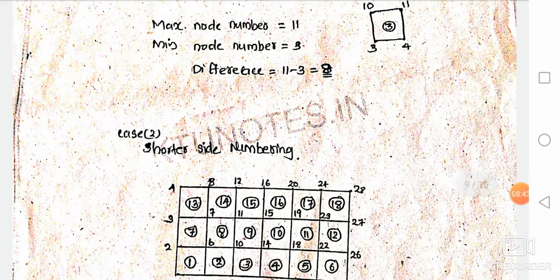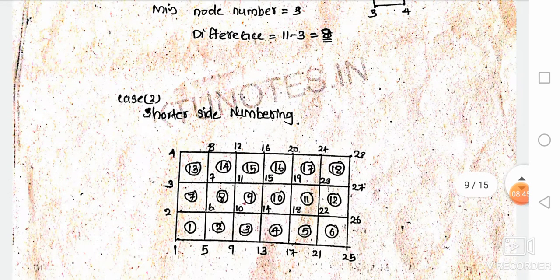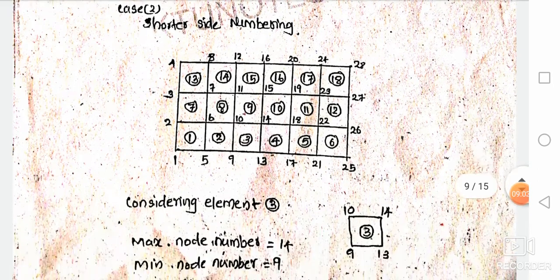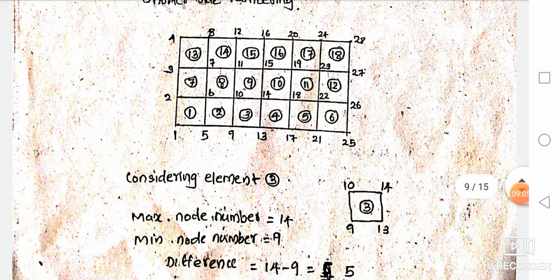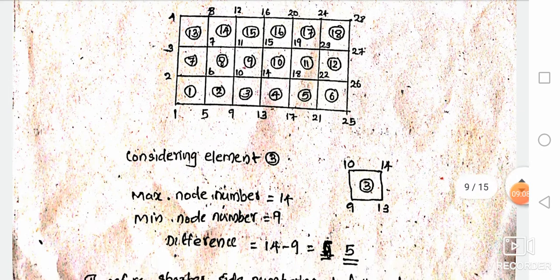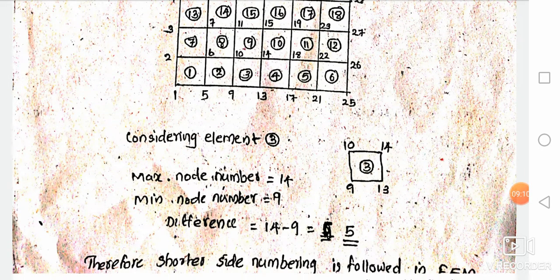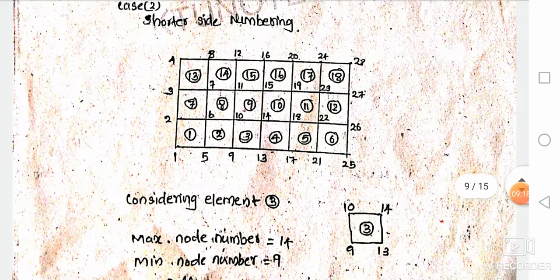Next case is shorter side numbering. We give the numbers on the shorter side of the rectangular structure as 1, 2, 3, 4 and so on. Then we get 28 nodes and 18 elements. Also we consider the third element. The node numbering is 9, 13, 14, 10. The maximum node number is 14 and the minimum node number is 9. The difference, 14 minus 9, is equal to 5. We get shorter side numbering.